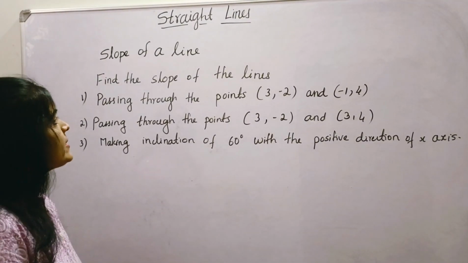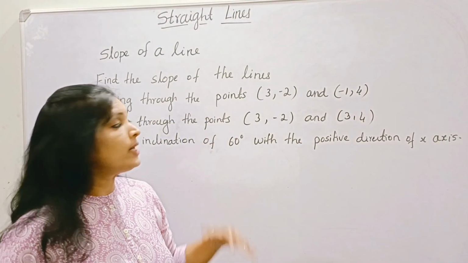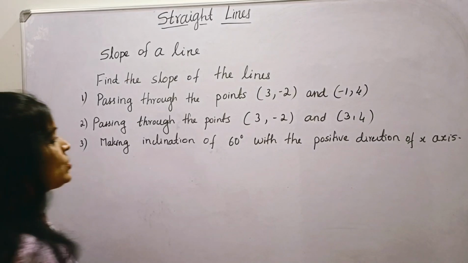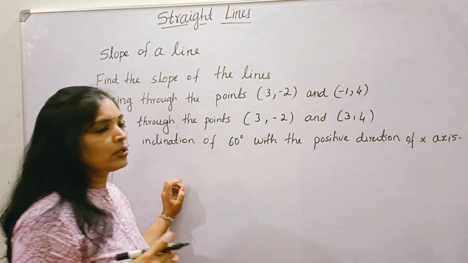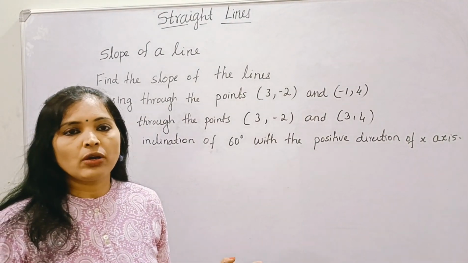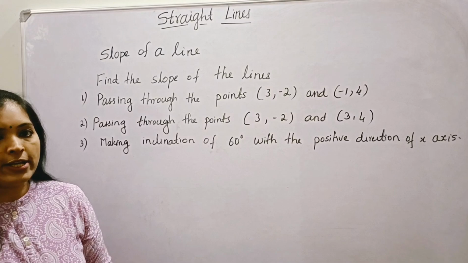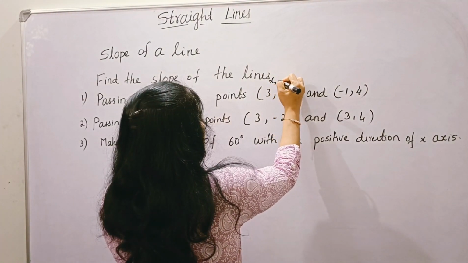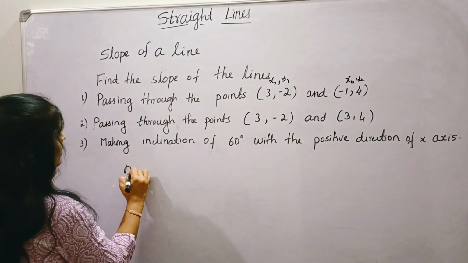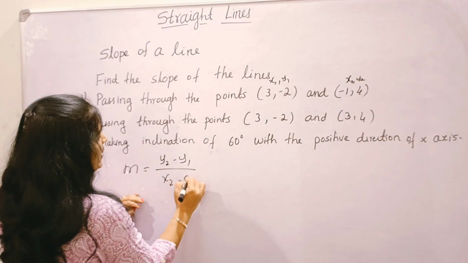Now let us go through some questions. Find the slope of the lines passing through the points 3, minus 2 and minus 1, 4. Here 2 points on the line are given, and we have to find the slope of the line. We know that if x1, y1 and x2, y2 are points on the line, then the slope of the line is y2 minus y1 divided by x2 minus x1. Let us take these as x1, y1 and x2, y2. Then the slope m is equal to y2 minus y1 divided by x2 minus x1.